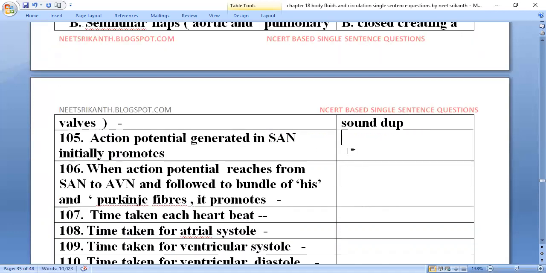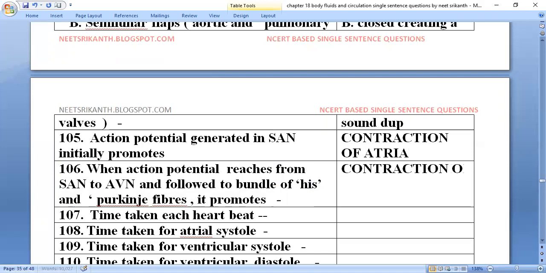Action potential generated in SAN initially promotes contraction of atria. When the action potential reaches from SAN to AVN and is followed to the bundle of His and Purkinje fibers, it promotes contraction of ventricles.